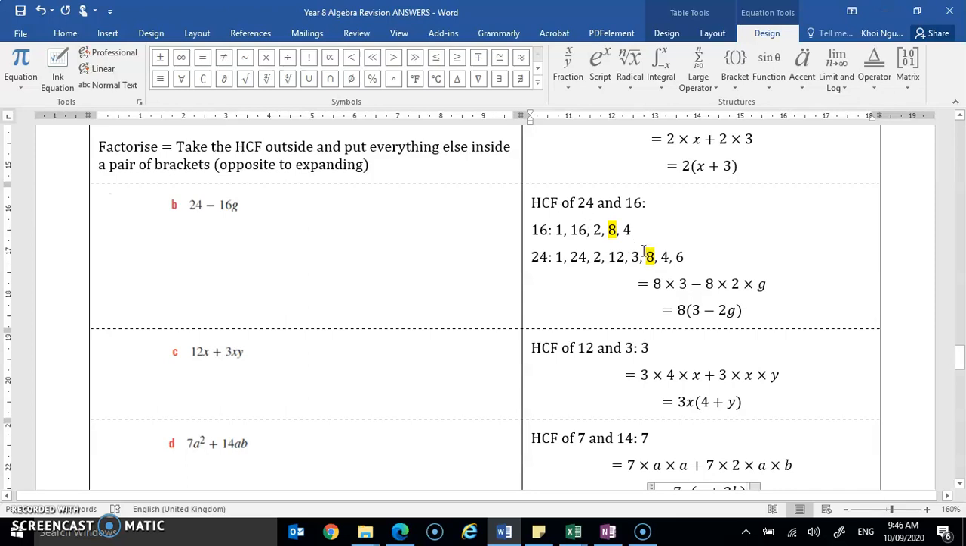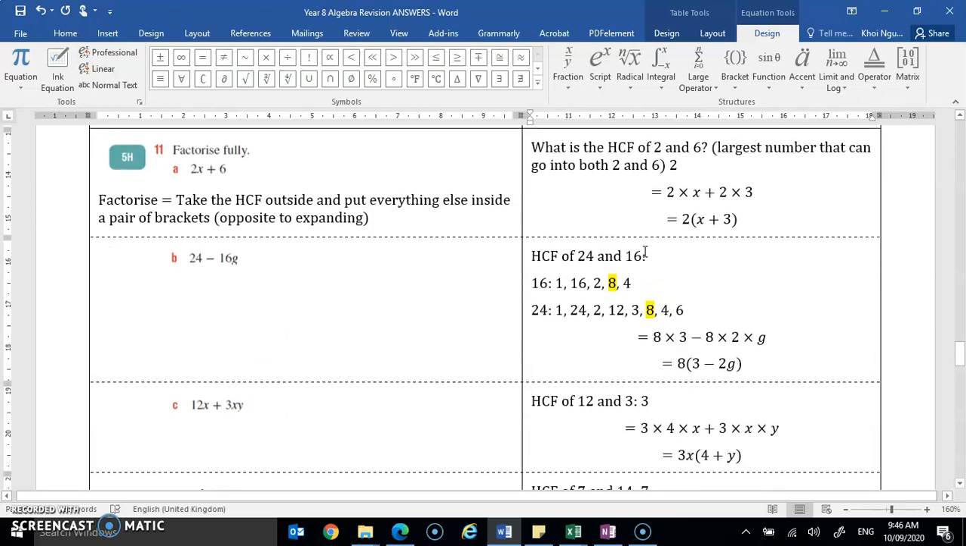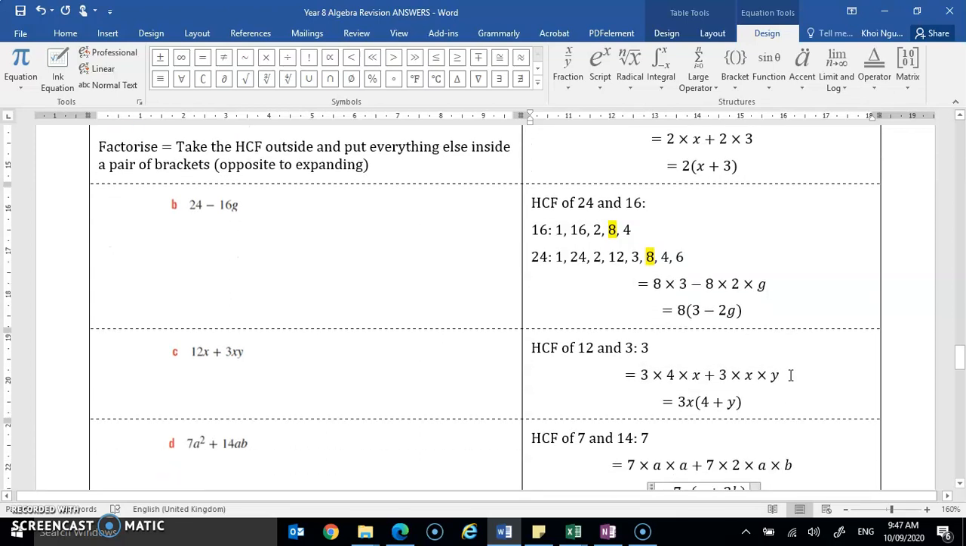It may be a bit more complicated than expanding, okay? And I do understand that a lot of students find it a bit harder. But if you do it slowly, take your time, do the right steps, okay? Find the highest common factor first, rewrite everything into multiplications, and then take the highest common factor out and put everything else into a pair of brackets, then you would be able to get the right answer.